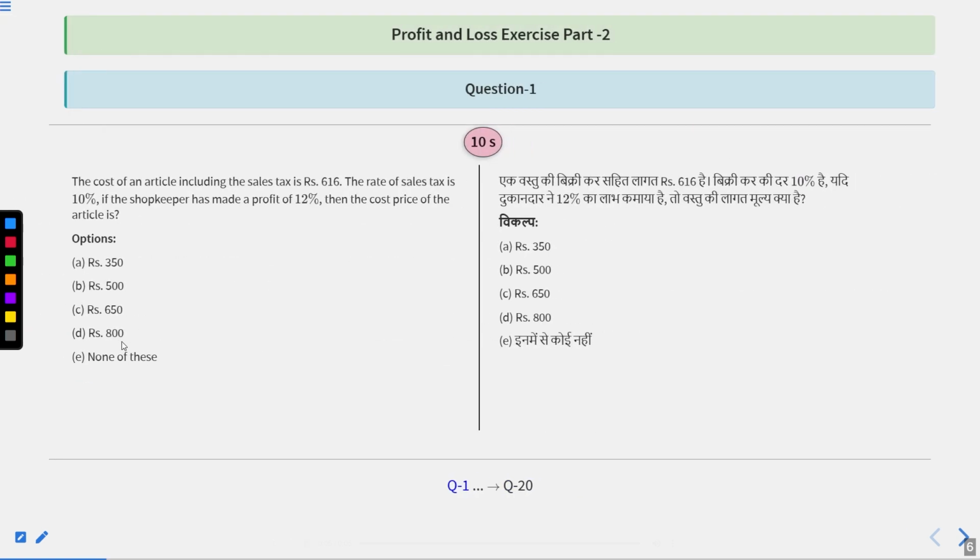Now see the first question. The cost price of an article including the sales tax is rupees 616. The rate of sales tax is 10%. Clear? If the shopkeeper has made a profit of 12%, then the cost price of the article is? You have 5 options and 10 seconds to interpret the question. Your time starts now.